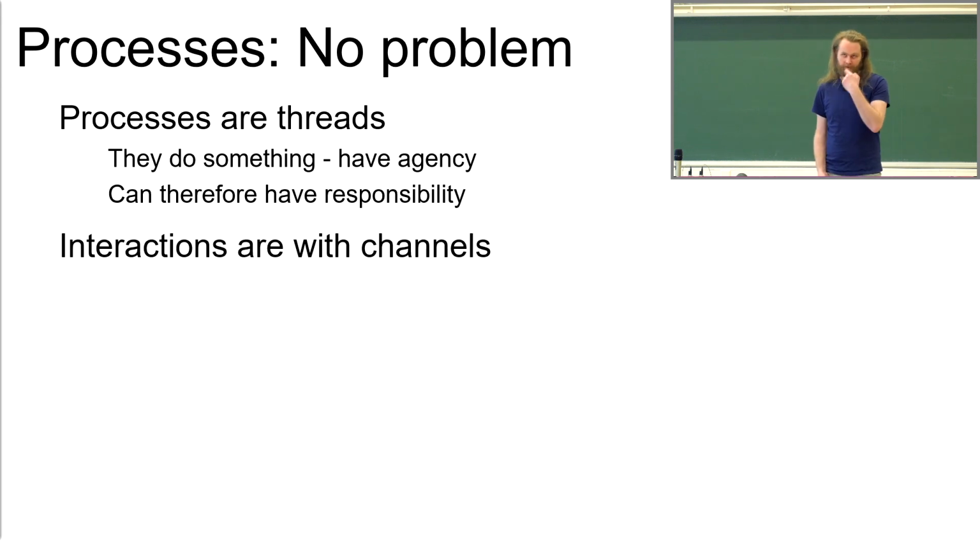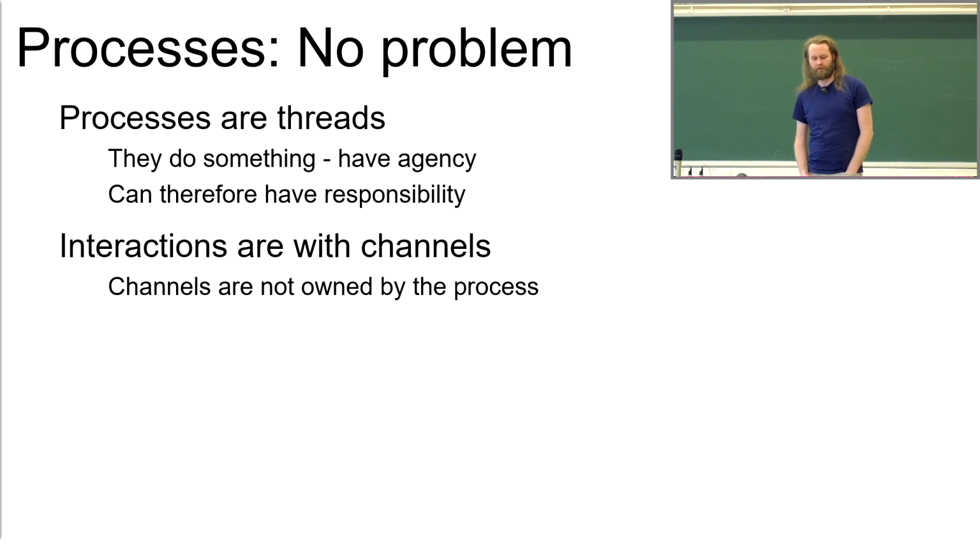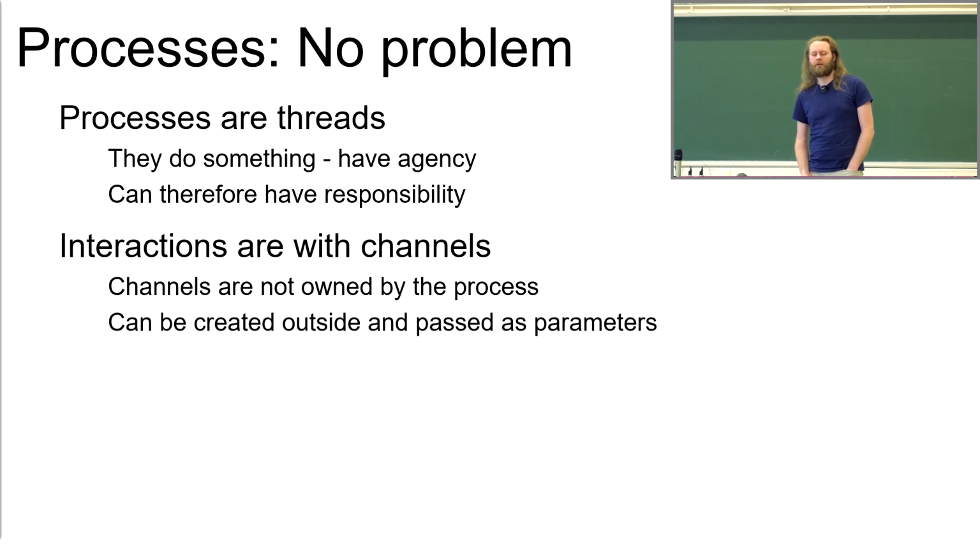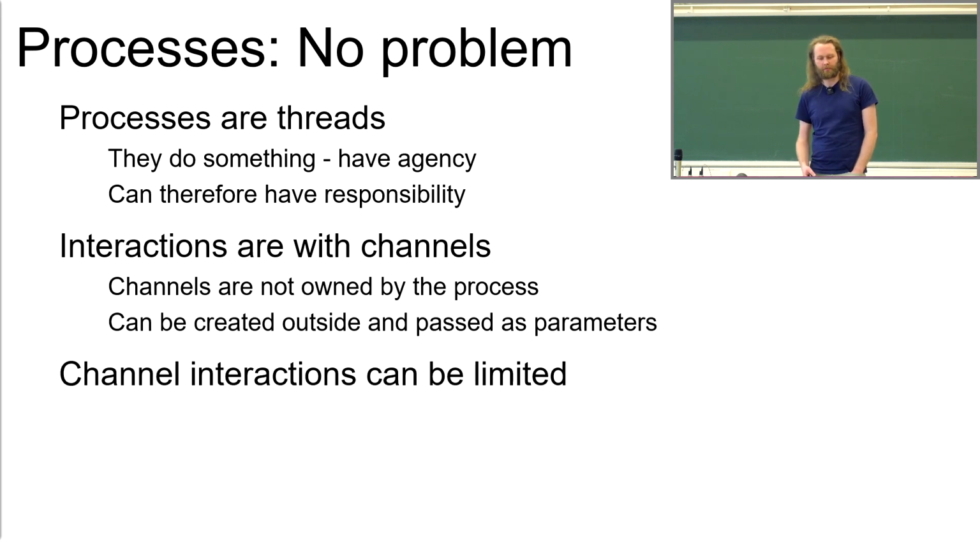The interactions are on channels. The channels are not members of the threads. The channels are passed in as parameters to the threads. So since they're not owned by the process, they can be created outside, and they can be passed as parameters. So the reference hell is just immediately gone because you don't need references to the process, you only need a reference to the channel, which gives you a single interaction point. Hey, that's the final problem. You can get a single interaction point at a time. You can expose one channel at a time.